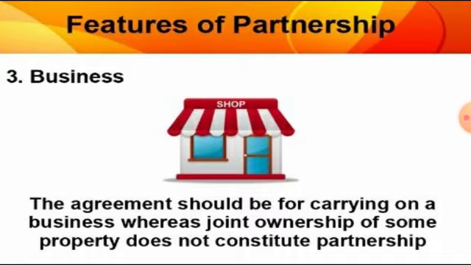The next feature of partnership is business. The agreement between the partners must be to carry on some business with the intention of earning profits, and such business must be within the limits of law. As per Section 2(b) of the Indian Partnership Act, the term business includes trade, occupation, and profession. So the agreement should be for carrying on a business, whereas joint ownership of some property does not constitute partnership.